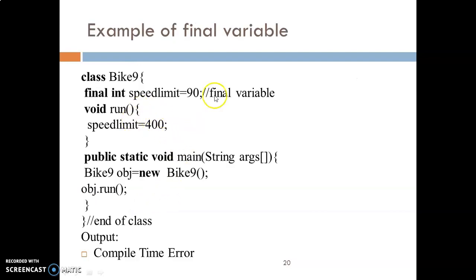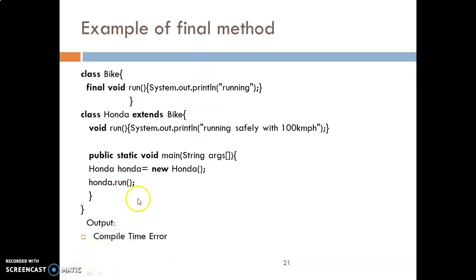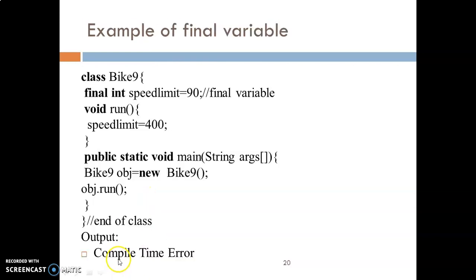Here you can see this is the example of a final variable. Here we have declared this variable speed limit as final, so we are not going to change the value. If we change the variable's value, then the compiler will generate an error. You can see here the compiler has generated an error as we are trying to change the speed limit. Previously it was 90, now I am trying to change the speed limit to 400, so it will generate an error as we have declared it as a final variable.